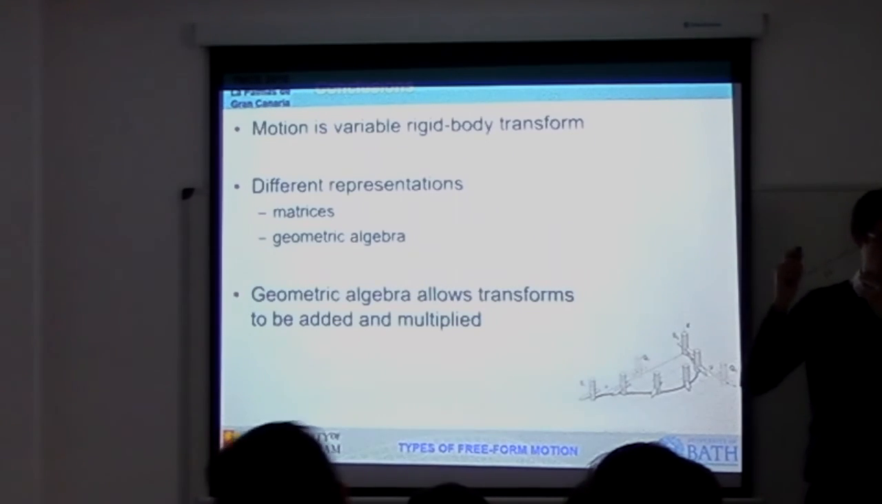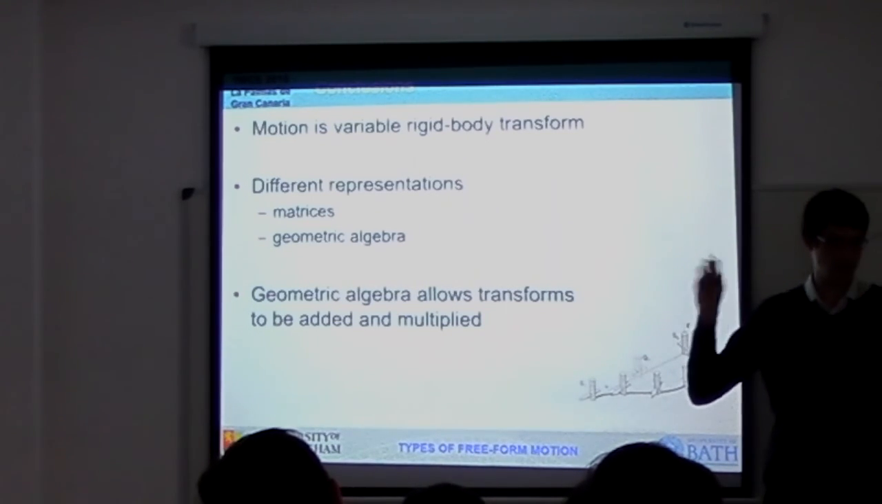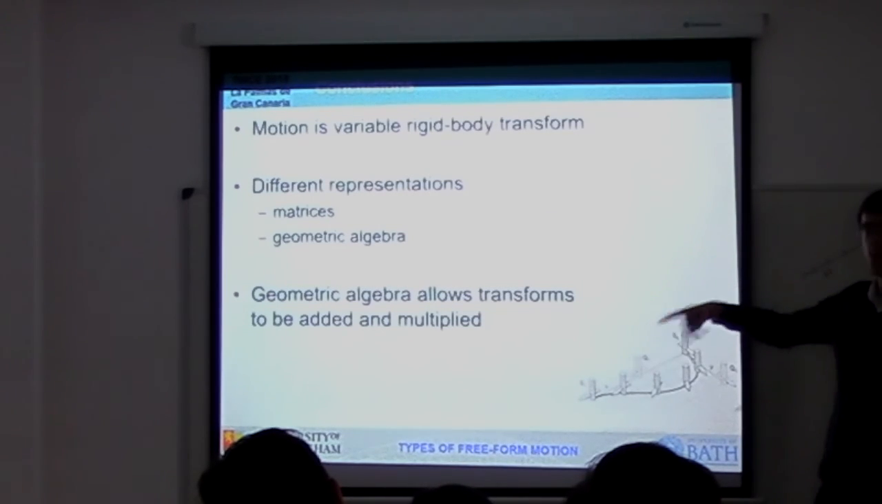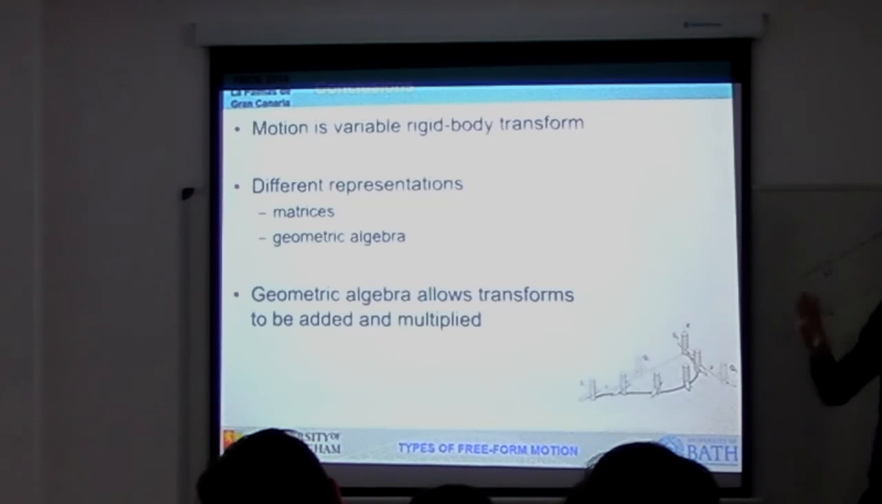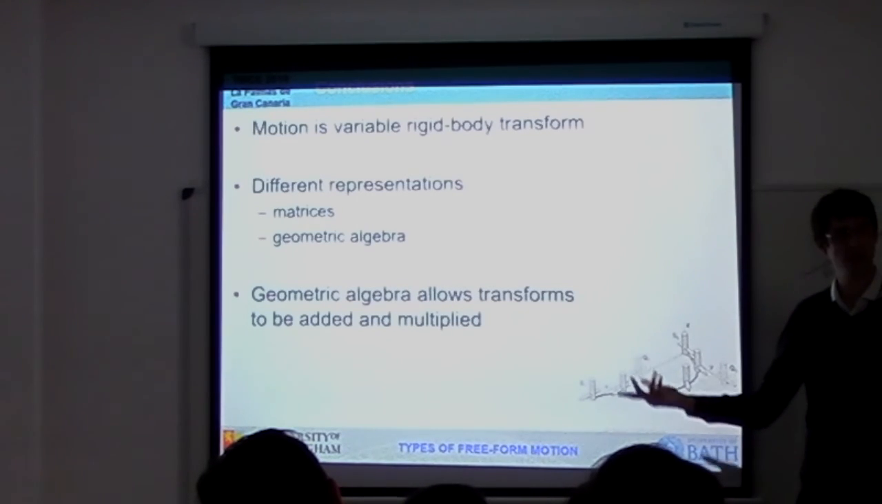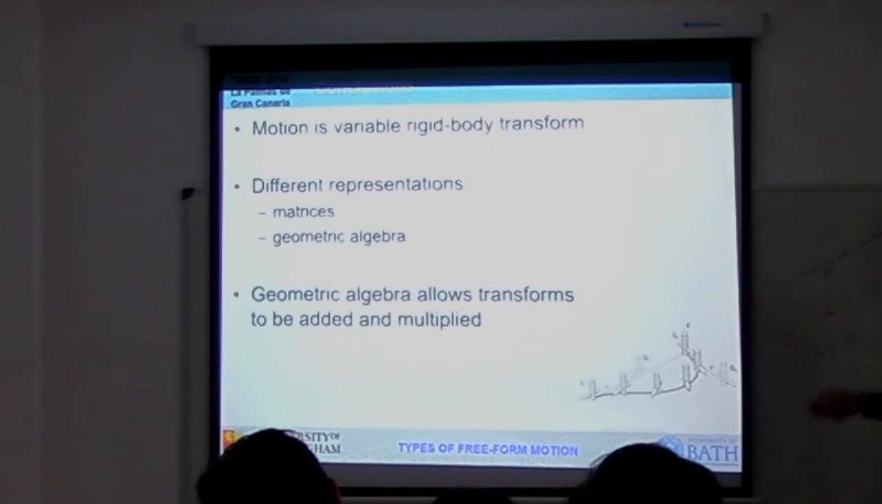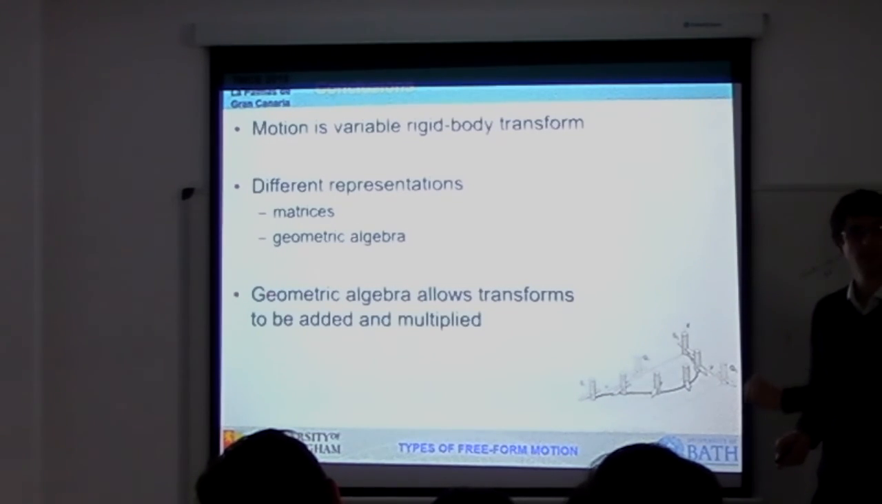So if we think about motion as a varying rigid body transform, there are different approaches available. Matrices are one, however, we propose that geometric algebra has advantages for creating freeform motions, and this is because essentially it has this extra feature which means that we can now add together these things, whereas with matrices we weren't able to do that.